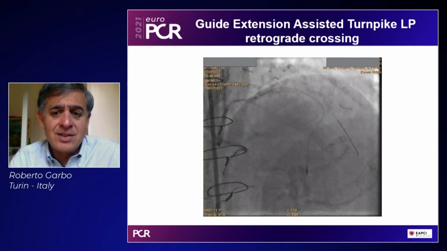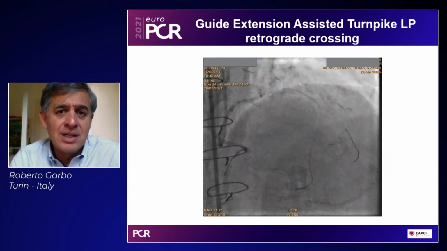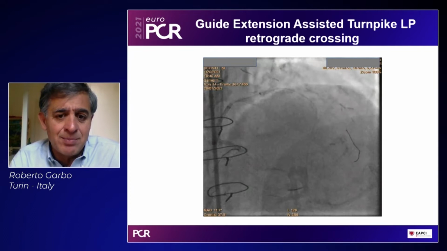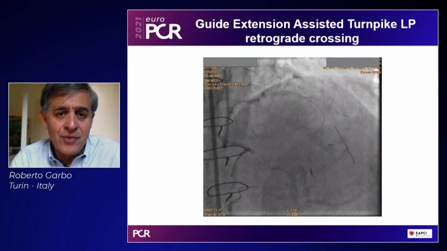Another case in which, with the Turnpike LP, I was not able to cross the septal, and with the guide extension increasing support, this is a guide extension assisted crossing of the septal. You can see that by improving the support with the guide extension, I was able to cross with the Turnpike and conclude the procedure in a retrograde fashion.